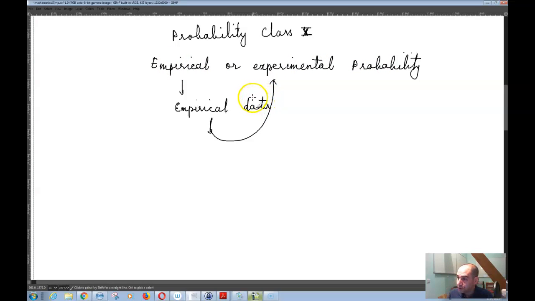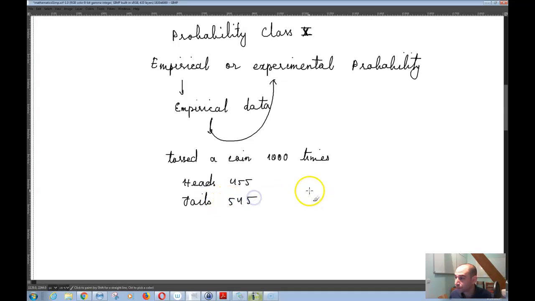So we discussed an experiment of tossing a coin 1,000 times, in which the frequencies of the outcomes were as follows. If you remember, in the chapter that we just finished, we had the experiment using a coin, and we tossed the coin 1,000 times, and the number of heads and tails that we got was: 455 heads and 545 tails.